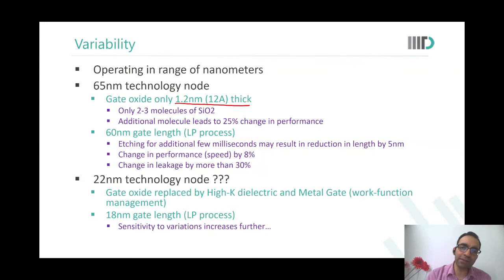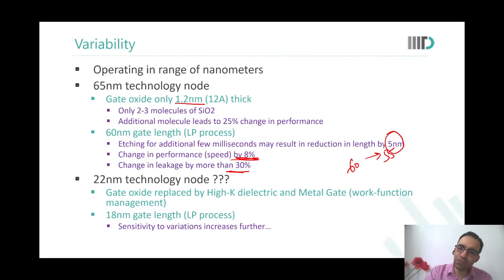Let us look at the gate length. Let us say I etched the length a little more. So instead of 60 nanometers, I ended up manufacturing 55. What happens? Performance improves a bit, 8% performance change. Leakage goes up by more than 30%. Instead of 60, I ended up making 55.